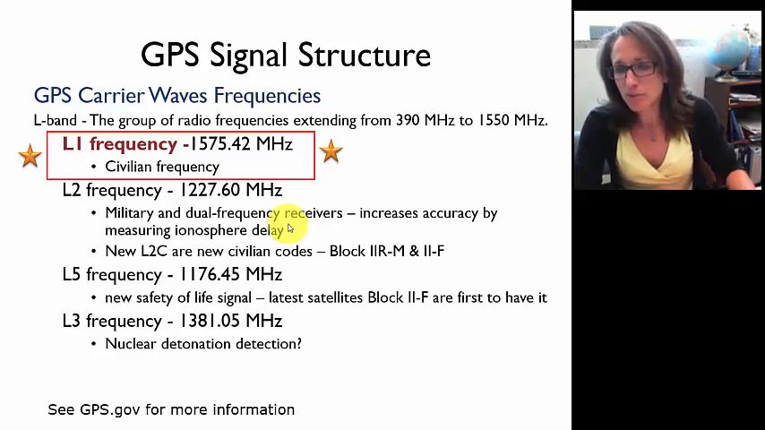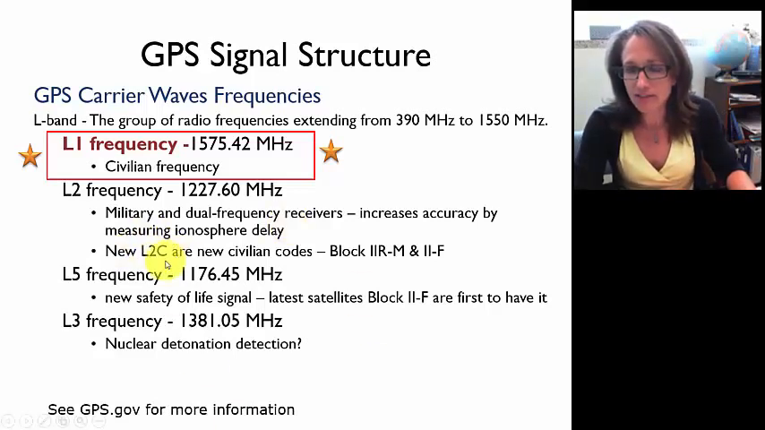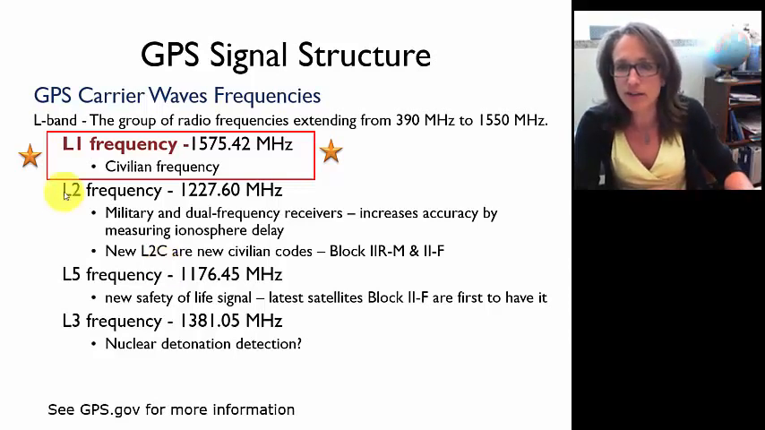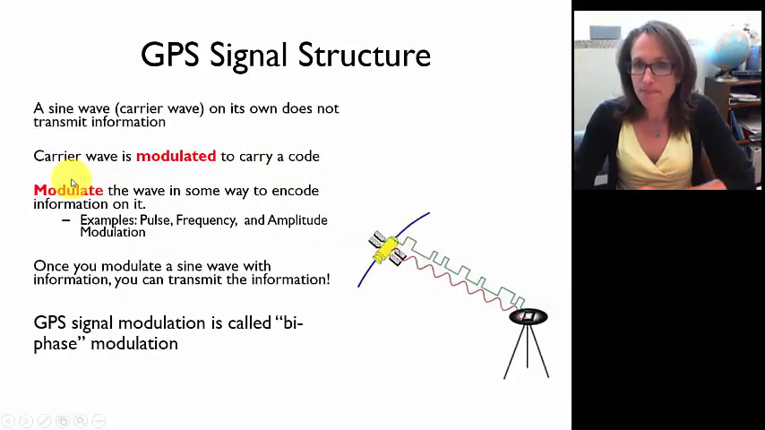There are also some new civilian codes that are being broadcast on the L2 frequency carrier wave, but our units are not capable of taking advantage of that. So for our purposes, we don't really need to worry about that. That'll become more important in the future as there are more and more satellites broadcasting that code on the L2 frequency wave, and we'll have more GPS units that are taking advantage of that. But for right now, we are using the L1 frequency carrier wave.